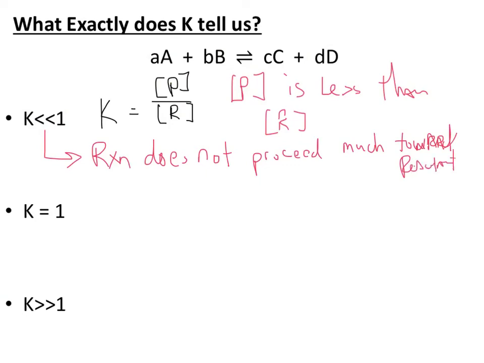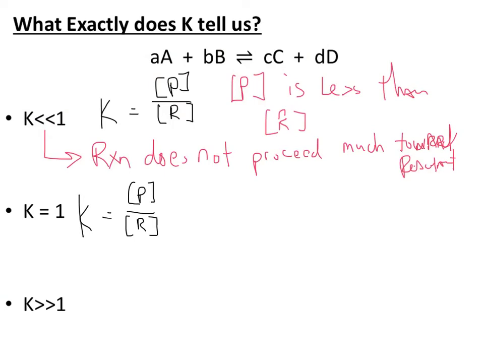All right, so my reaction does not proceed very far towards the reactants if my K is less than 1. Now I'm going to look at a situation where my K is approximately equal to 1. At this point, again, I've got the same equilibrium expression. My K is equal to the concentration of products over concentration of reactants.